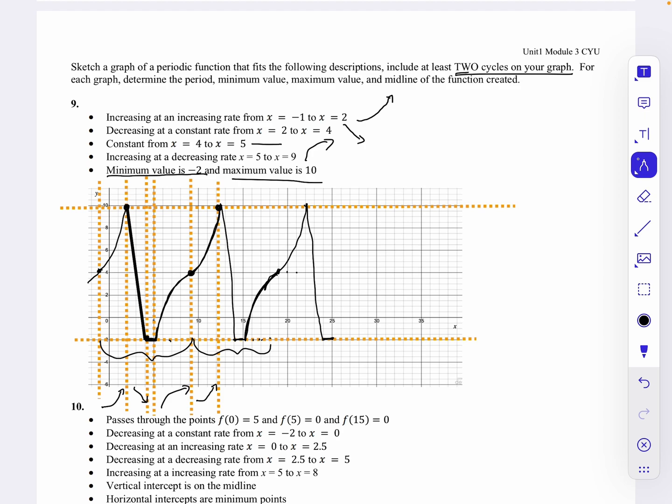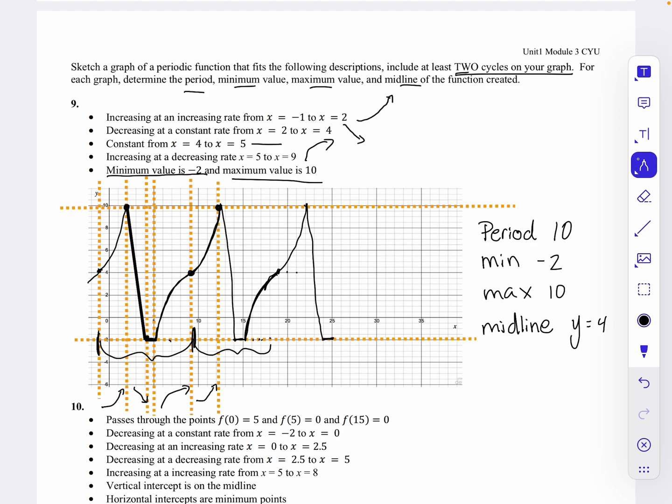I'm then asked to take my graph and think about what is the period, min, max, and midline of the function we created. So here, notice we already marked off where one period fell. And so we could count. It goes from -1 to 9. And so our period here would be 10 units. The minimum value was given to us. It was -2. The maximum value was 10. It was also given to us. And our midline should fall in the middle between that -2 value and that 10 value, which is a distance of 12. So it should be 6 units away from the max or the min, which happens to be at 4.